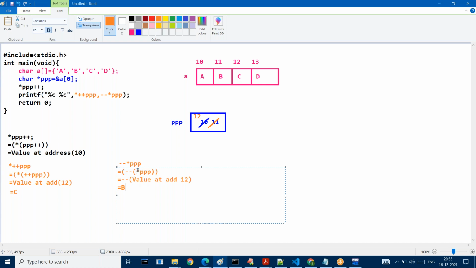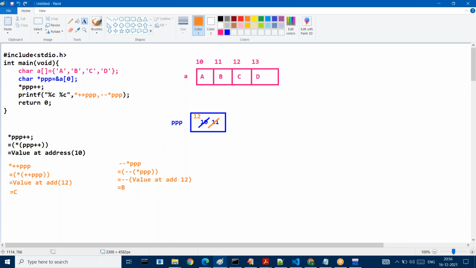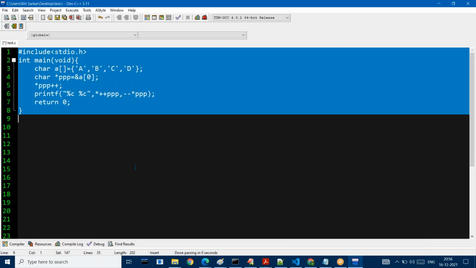Next, what am I doing here? Star means value at address. PPP current value is 12. So value at address 12 is C. It will be decremented, and once it is decremented, it should be printed as B. Let's see if I am making any mistake or not. Let me check it once.